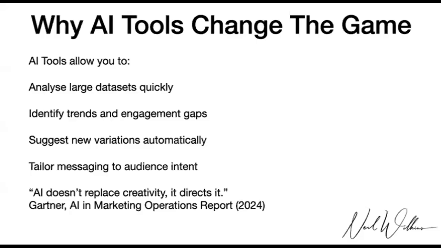So it can look at multiple things at once. It'll enable us to be able to make good deduction and prioritize what we need to change based on how likely it is that somebody's going to respond versus a previous version. So, what we're saying here overall, and there's a really lovely quote here from Gartner, is that AI doesn't replace creativity, but it directs it.